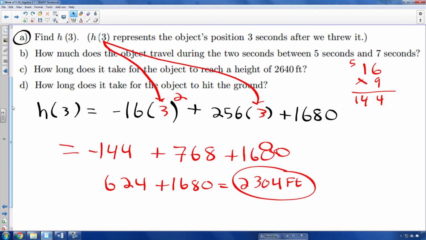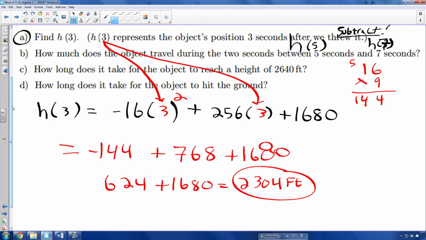So they then ask, how much does the object travel during the 2 seconds between 5 and 7? Can you just look back at part A and find h of 5 and h of 7 and subtract them? If you just do that, you'll be okay. That's how far it went, because that's the place that it was after 5 seconds and the place that it was after 7 seconds. And if you subtract those, you should find how much space there was between those two things.